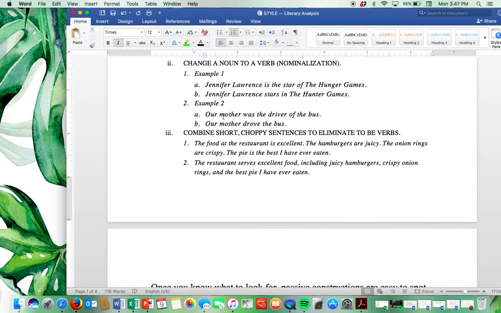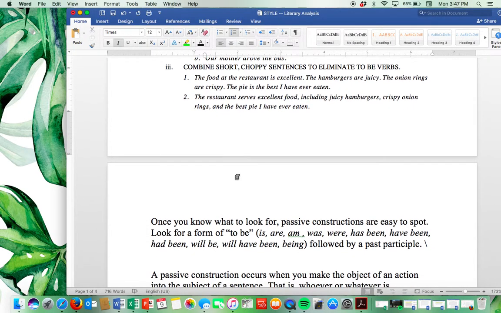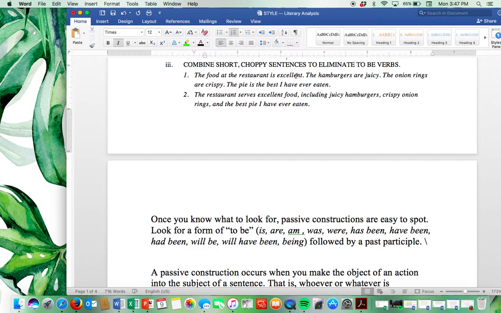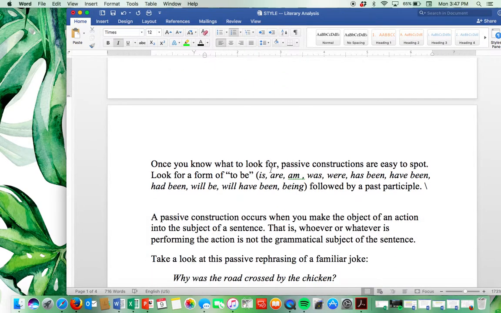Here's another example. Our mother was the driver of the bus. Here's another very, very boring verb, was, and driver is being used as a noun. But here we could say drives or drove. So our mother drove the bus. So now we've made this sentence much more active and it's shorter and more clear. So that's always what we're going for. So I've got more examples here which you're welcome to take a look at. This one just kind of joins these choppy sentences together to make this flow more effectively.